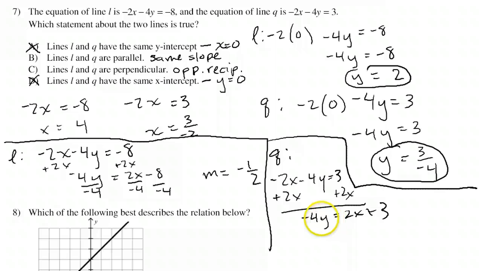And then if I divide by negative 4, we can just look at the slope. That's the only part we're interested in. So 2 divided by negative 4, again, reduces to a slope of m equals negative 1/2. And we see, oh, those slopes are the same. So for both lines, same slope means they're parallel.